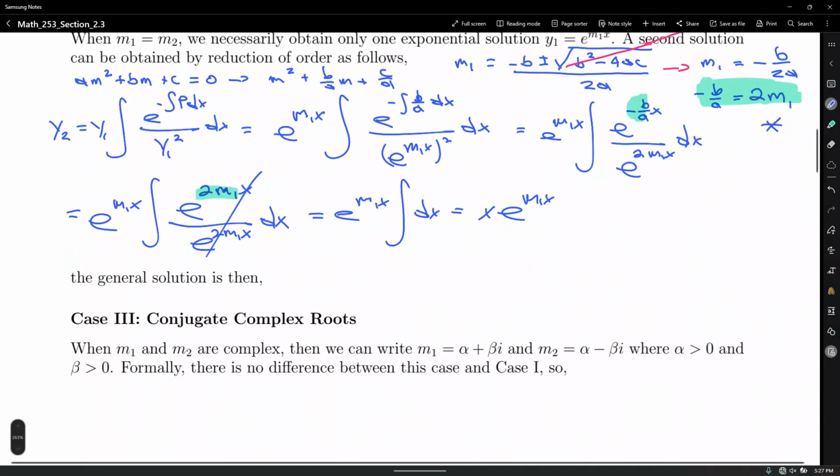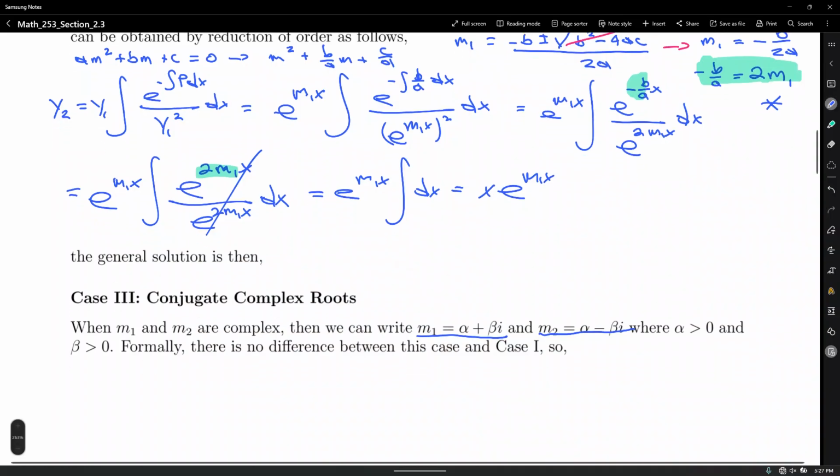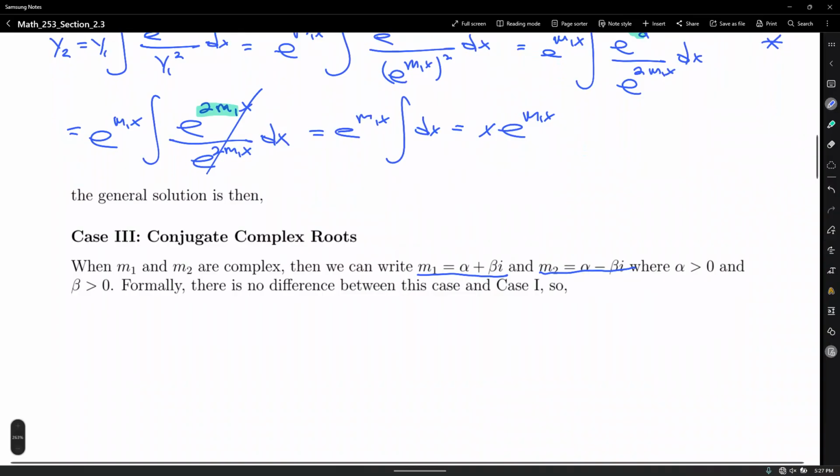Okay, so this means that if you have m sub 1 equals alpha plus beta I, and m sub 2, which is alpha minus beta I, just write it in terms of exponentials like y equals c1 e to the alpha plus beta I times x plus c2 e to the alpha minus beta I times x. All right? So that's the solution, right?